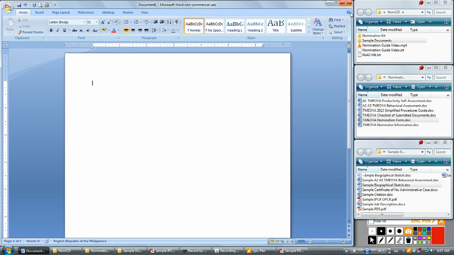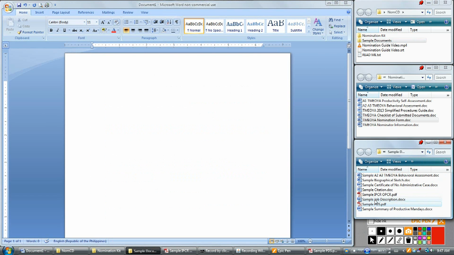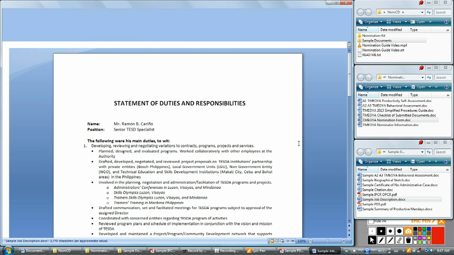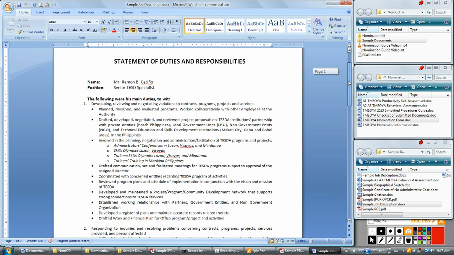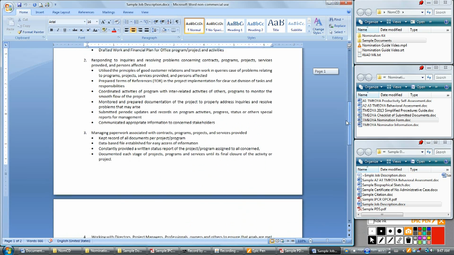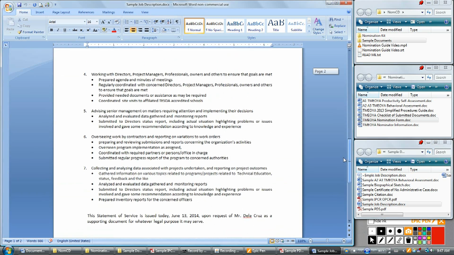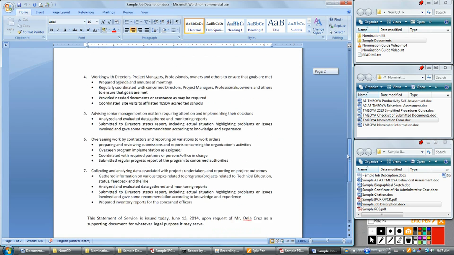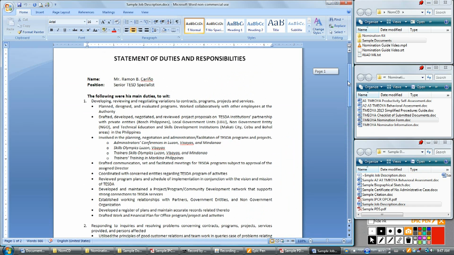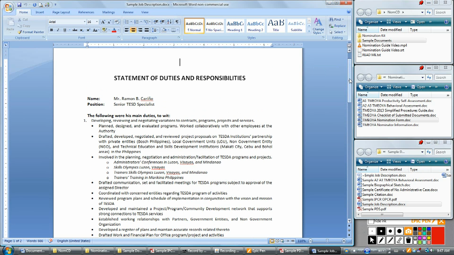The next document is the job description of the nominee covering the year in review. This should be duly signed by both the nominee and the head of the operating unit where the nominated employee is deployed. This will provide context to the nominee's role in his or her respective operating unit.